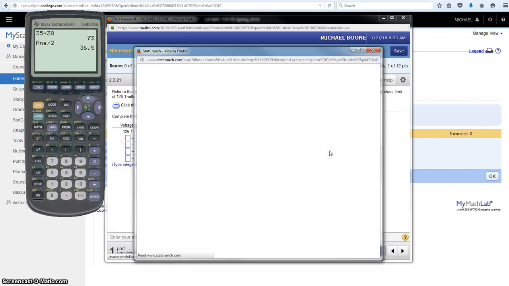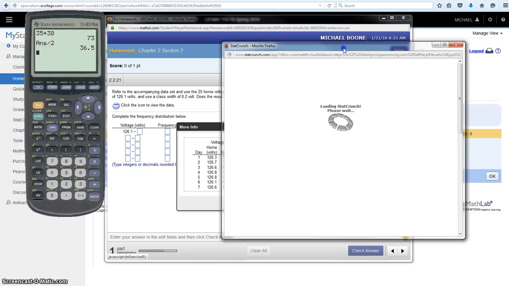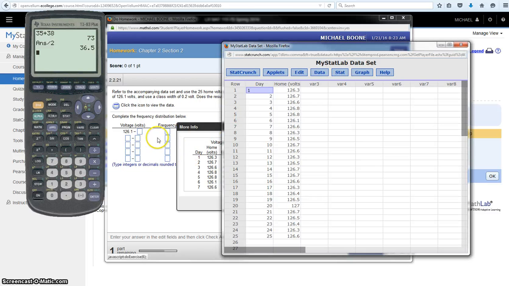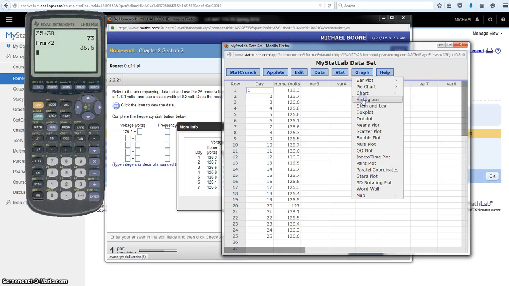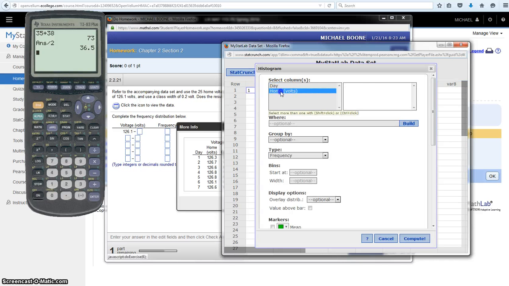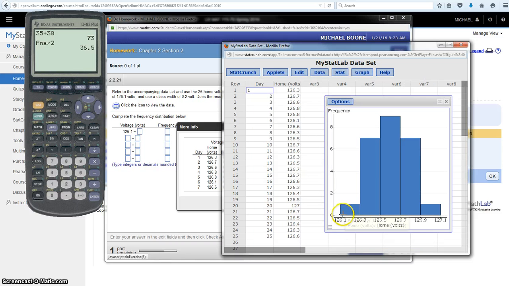So if I want to make a table out of this, but be very specific with the class width, I can actually make a histogram. We study that in this section as well. But if I make a histogram of the volts, so that's what I'm going to select. I want to start with, they said 126.1, and I want the width to be the 0.2. It will give me the information that I need to know. So in between 126 and 126.3, I have 1. When I look at the next one, my frequency is 7. So it's giving me those counts.